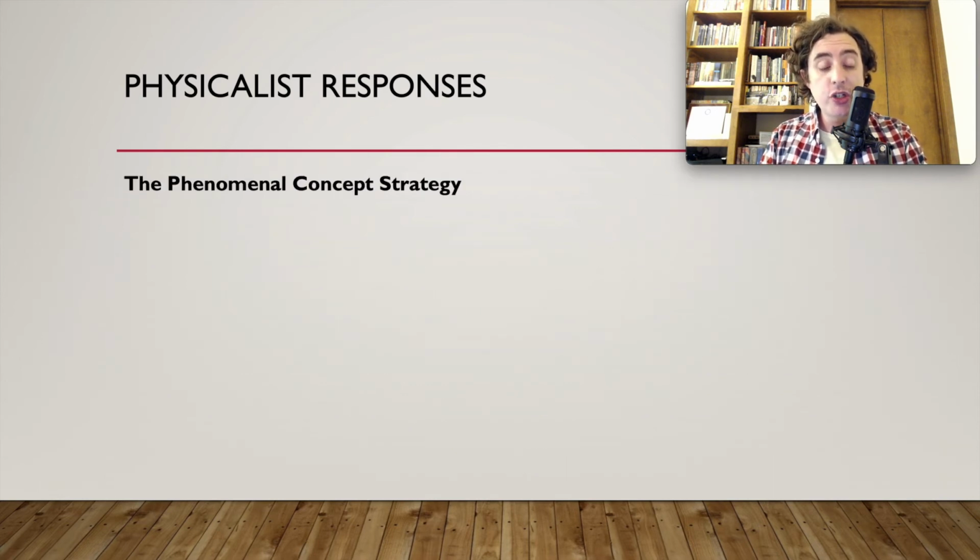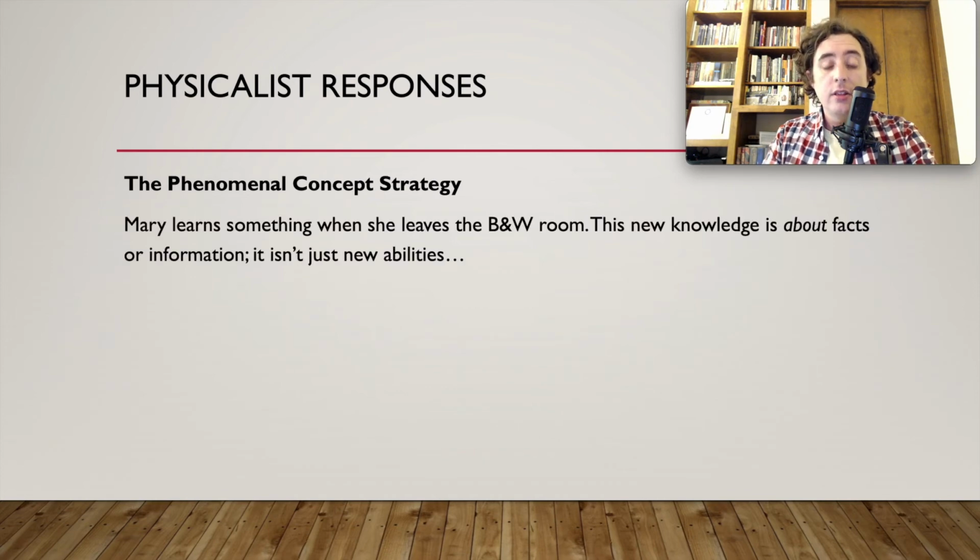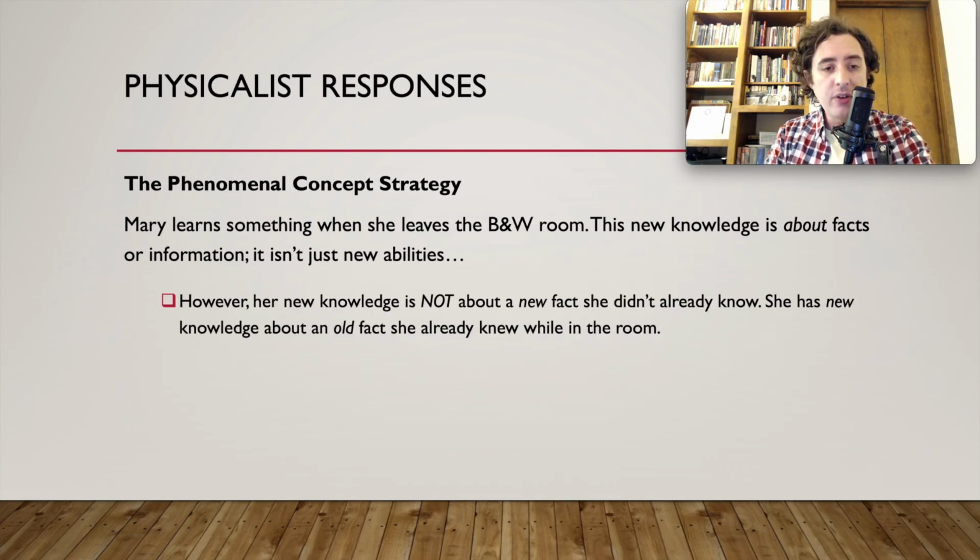An alternative strategy for responding is what's come to be known as the phenomenal concept strategy. This strategy says that Mary learns something when she leaves the black and white room, and the new knowledge she gets is about facts and information about color experiences. It isn't just abilities to recognize or imagine these experiences. However, this view says her new knowledge is not about a new fact that she didn't already know. She does gain new knowledge she didn't have before, but her new knowledge is still about an old fact she already knew while in her room.